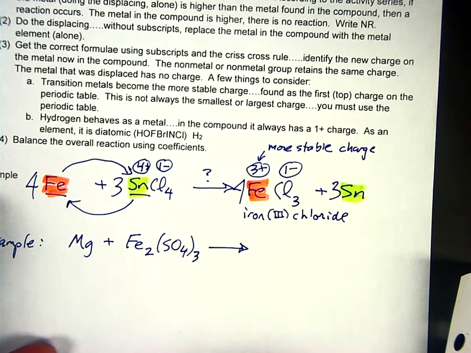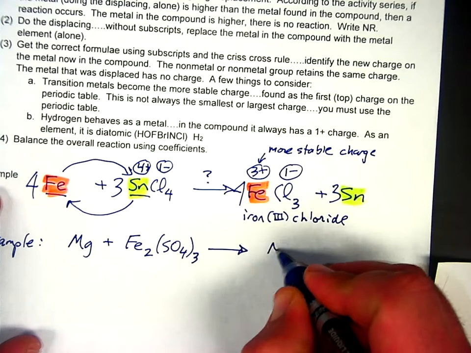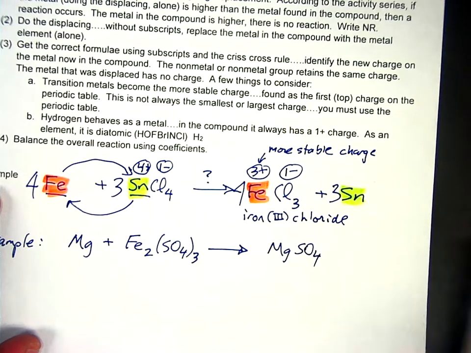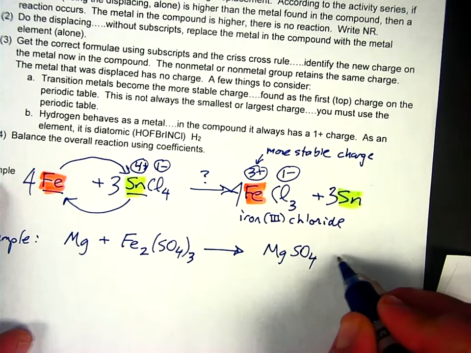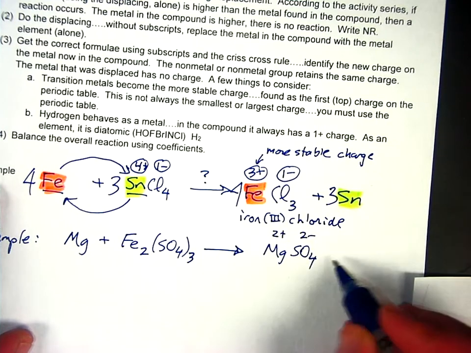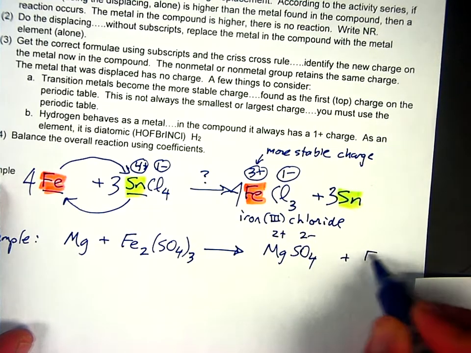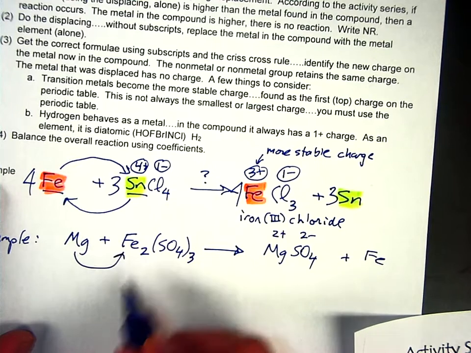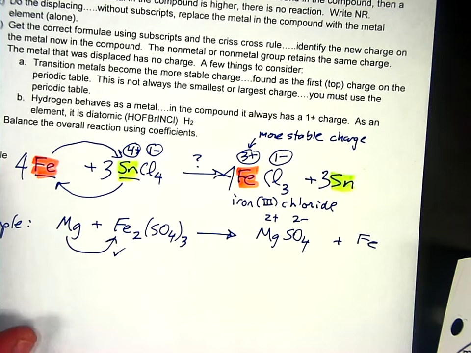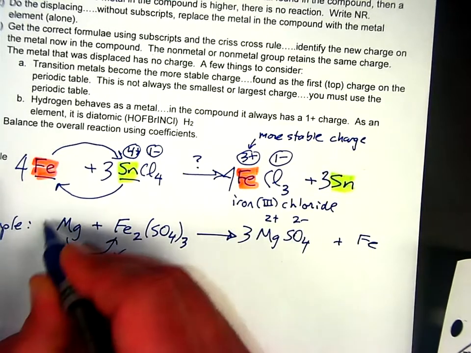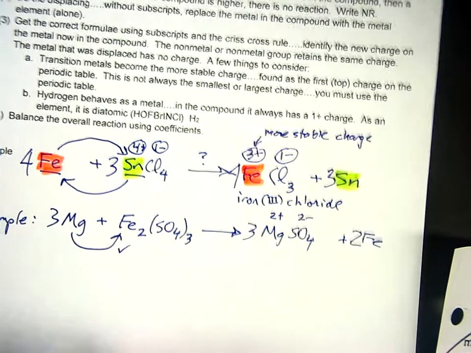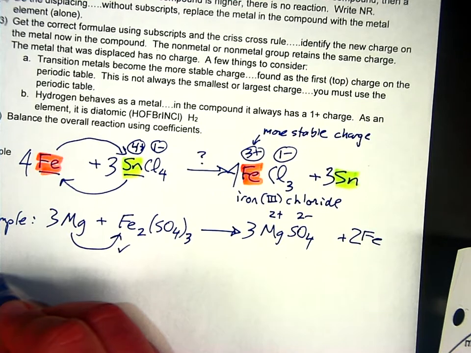Okay, now we're back. Let's check to see if we got it right. Okay, without going through all the steps, magnesium is higher than iron, so we get magnesium sulfate. Okay, magnesium's 2 plus, sulfate's 2 minus, so I don't have any subscripts there. Iron gets displaced. Okay, so this one bumps it out, and now to balance, I need 3 here, 3 here, and 2 there. And that's my balance.